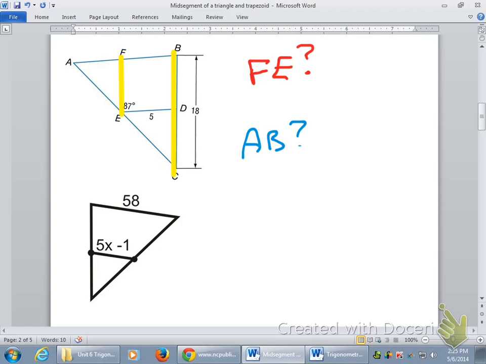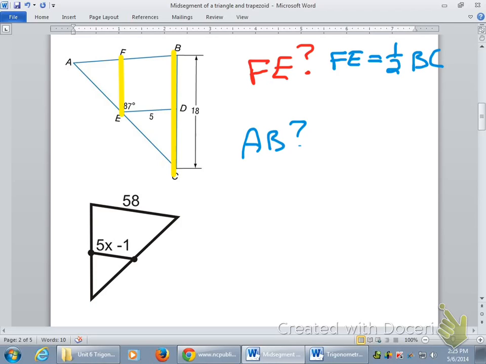Okay, that's a great explanation. Those of you that were actually listening to what he had to say, that was a good explanation. And he said that FE is the midsegment of this triangle. So he knows that if BD, I'm going to write it down algebraically, he knows that FE is half of BC.